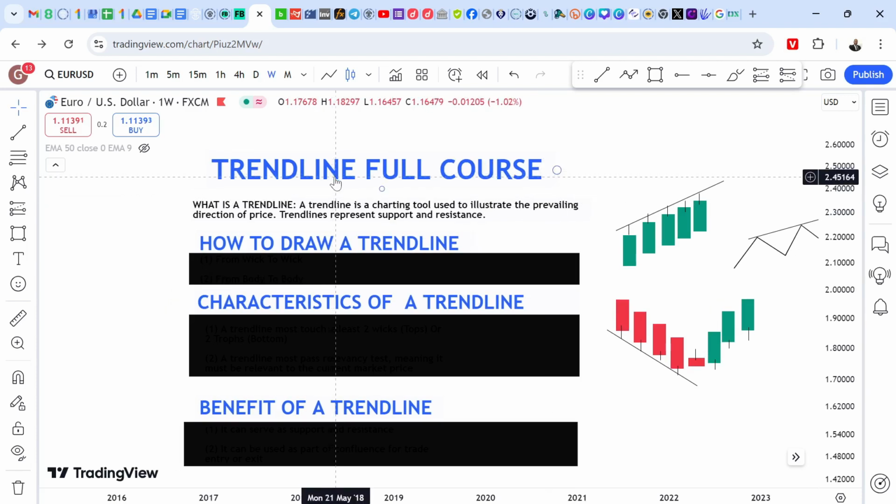The word trend line is two words coming together: trend and line. It is a line showing you the trend of the market. Are we in an uptrend or in a downtrend? So a trend line helps you identify the market environment that you are trading in. If I'm in an uptrend environment, I should be looking for buys. And if I'm in a downtrend environment, I should be looking for sells.